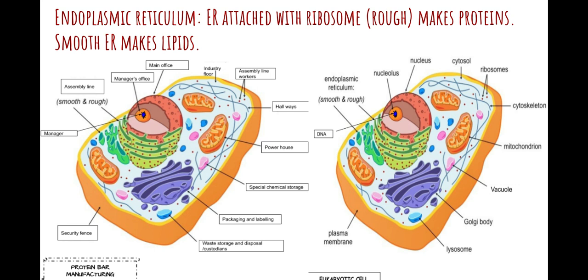There are two types of endoplasmic reticulums: rough endoplasmic reticulum and smooth endoplasmic reticulum. The small bumps that you can see on the rough ER are ribosomes. The rough ER makes proteins, and the smooth endoplasmic reticulum makes lipids.